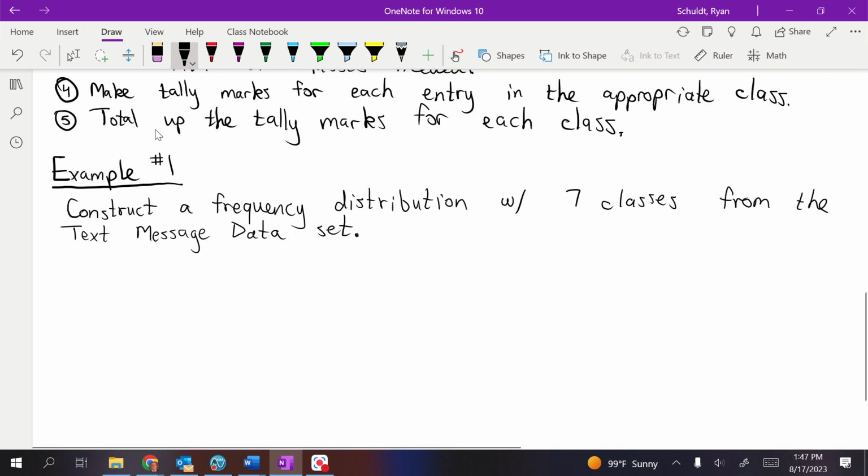Okay, so from our data set, well, let's walk through it. Walk through the steps. Step 1, what do we have to do? For making a frequency distribution, what's step 1? So how many classes do we want? 7. Okay. Step 2. Okay, class width.